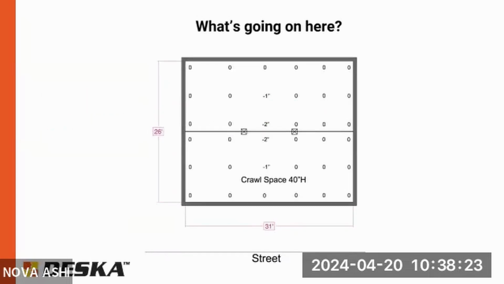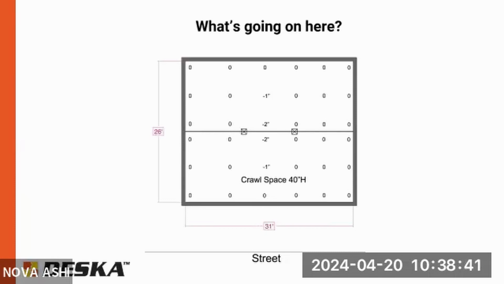Okay. Here we have the same crawl space foundation, but the low point is between the two columns. Anybody want to guess what's going on here? Plumber. Plumber.